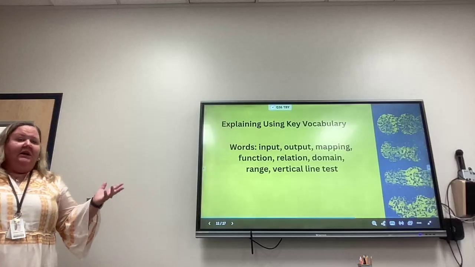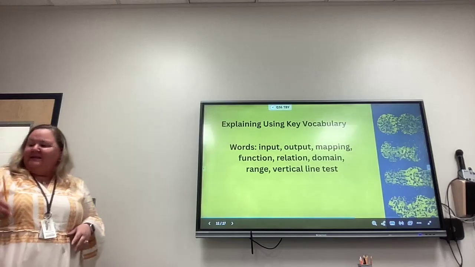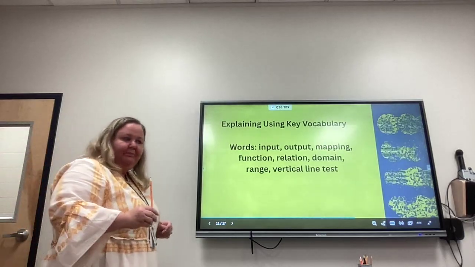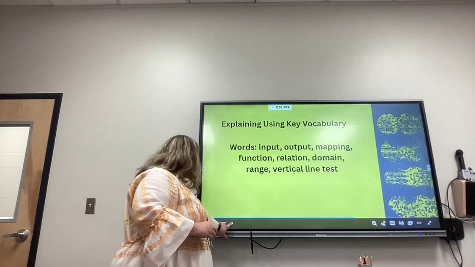Domain, what do you think of with X? The X. What about range? Y. And the vertical line test, how do we do the vertical line test? If it's only touching the graph once.